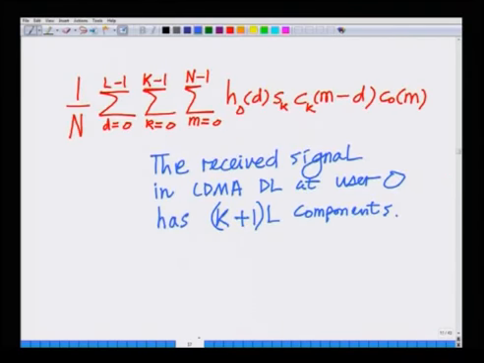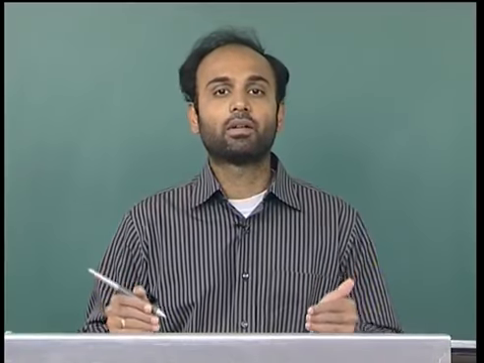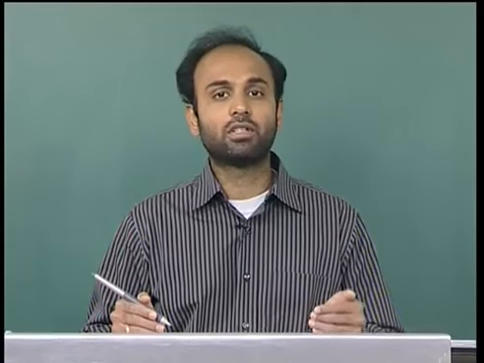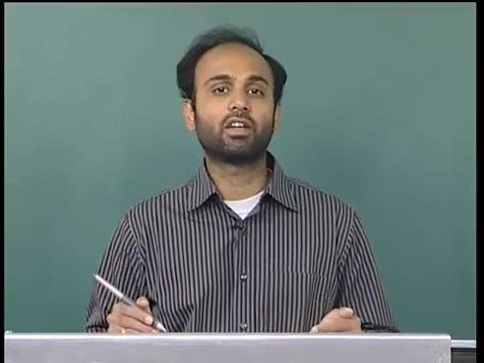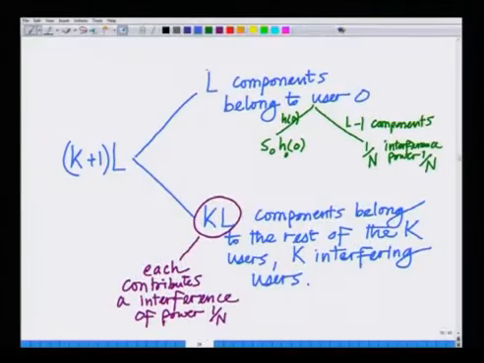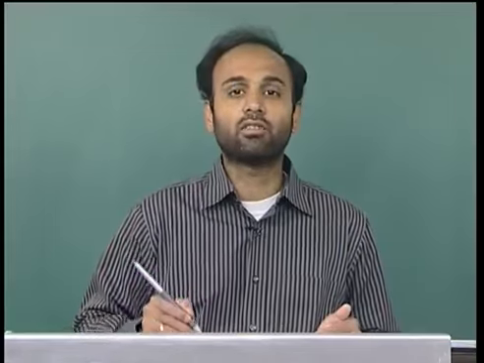Remember, each user signal passes through this L tap frequency selective channel, and there are K plus 1 users, that is user 0, who is the desired user, and users 1 to K, who are the interfering users. So, there are K plus 1 users passing through L component frequency selective channels. Hence, at the received output there are K plus 1 times L components in total. Out of these, L components belong to user 0, and the remaining K times L components belong to the interfering users. This is the point at which we had stopped in the last lecture. Now, let us resume our analysis of the CDMA downlink.